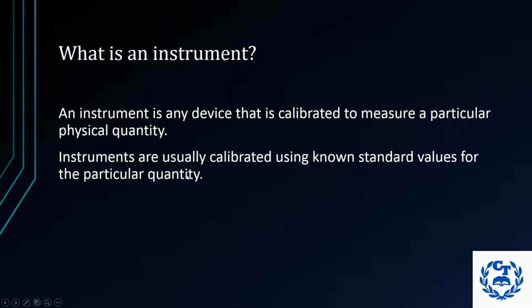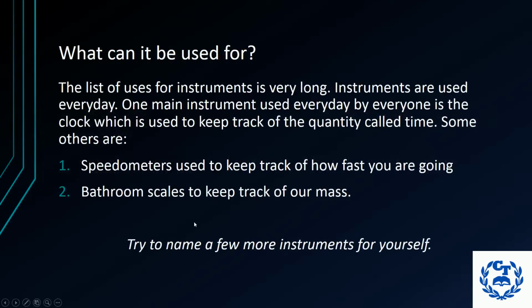When you try to say what an instrument is used for, as I said, it's used to keep track of a physical quantity in the environment, or some physical quantity that we want to keep track of. One of the physical quantities that everybody keeps track of every day is time, and we do this by using an instrument, which is a clock. We can use a stopwatch. Those are both devices that are used to measure the physical quantity of time.